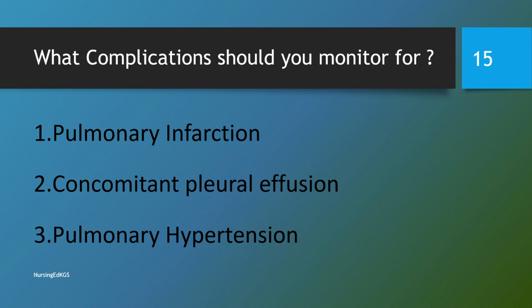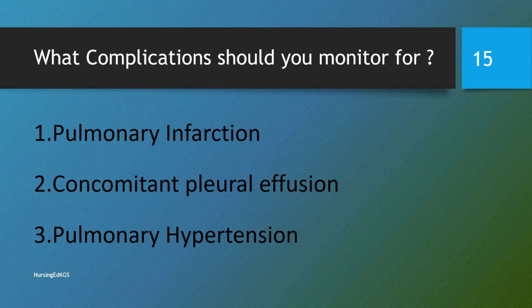If there is pulmonary infarction, it can lead to alveolar necrosis and hemorrhage. This necrotic tissue can then become infected, which can lead to abscess formation, and then the patient will have a concomitant pleural effusion. The next complication is pulmonary hypertension, and it can result from hypoxemia or involvement of more than 50% of the normal pulmonary bed.